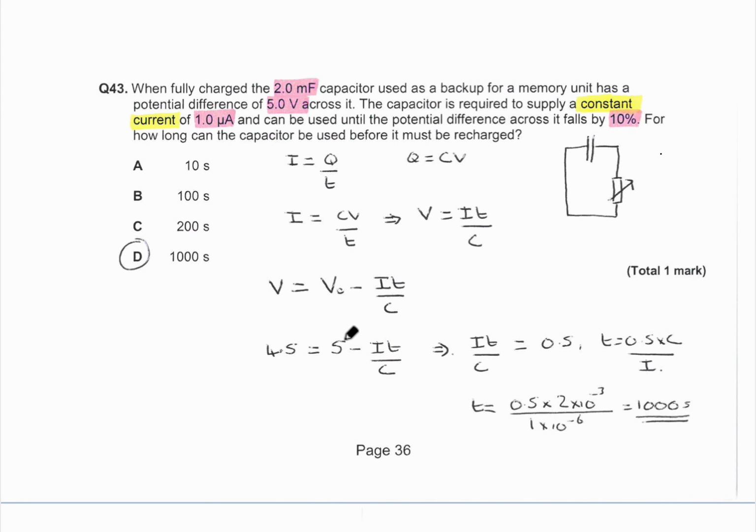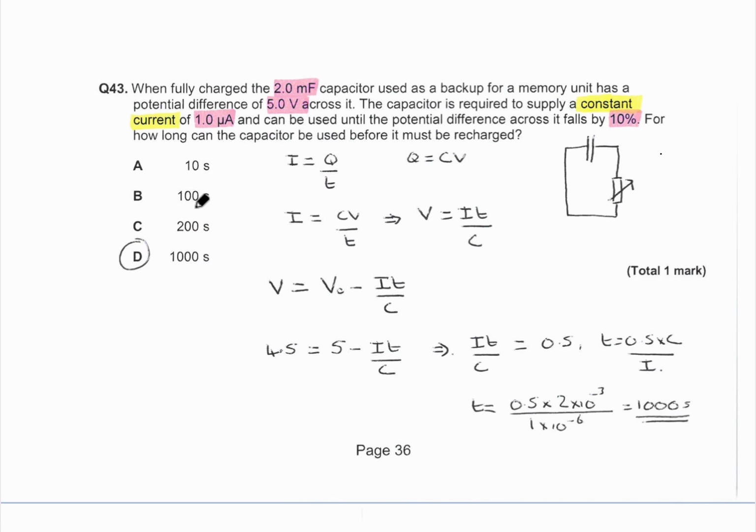This is our starting potential difference. The current we know because it's 1 microamp there. The capacitance we know because it's this 2 millifarads here, and so we can basically put all the numbers into this equation and we end up with this. So we end up with T equals 0.5 multiplied by the capacitance over the current. When we put those numbers in, we end up with the time as being 1,000 seconds, and so therefore our answer is D.